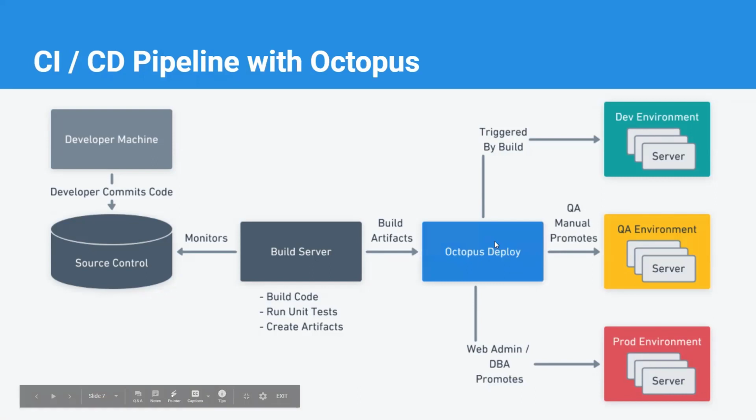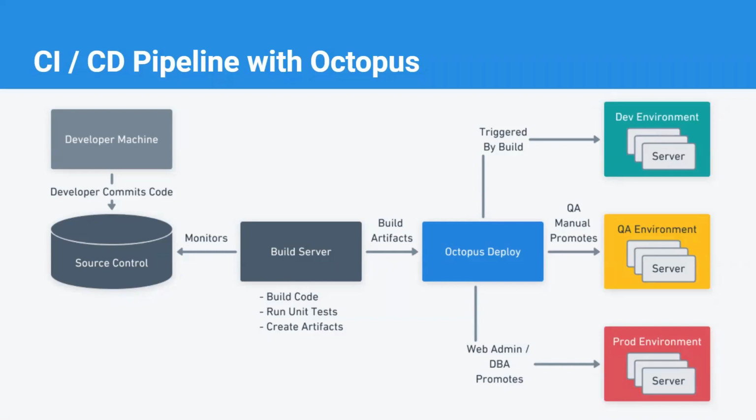Octopus fits in nicely here. Octopus picks up where the build server finishes, it doesn't replace the build server. The build server will still build the code, run the unit tests, and create artifacts. Octopus will then pick up those artifacts and deploy them out to your environment.